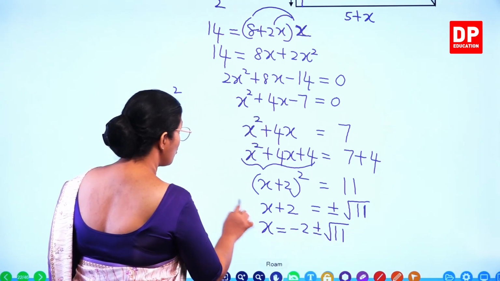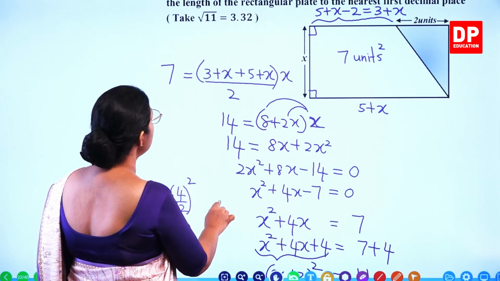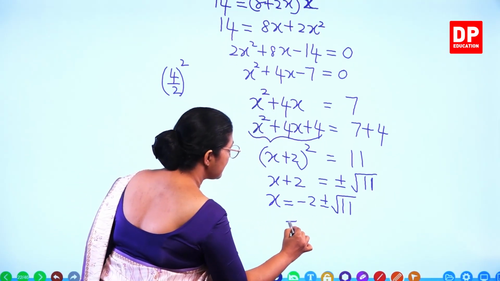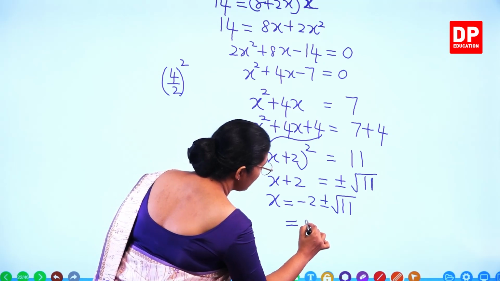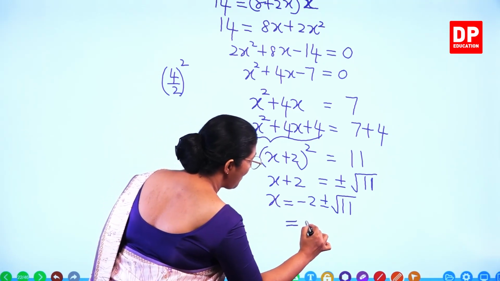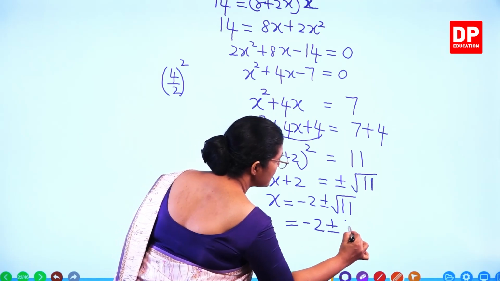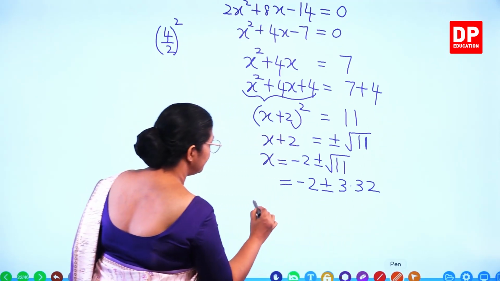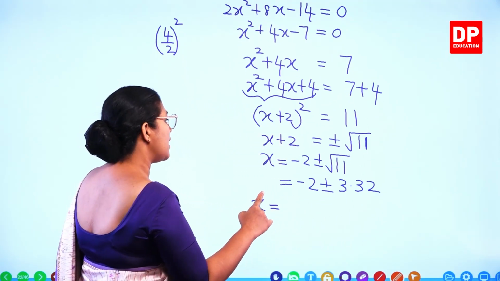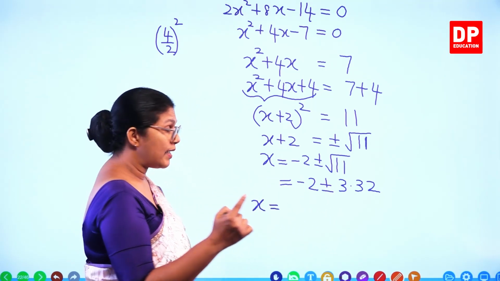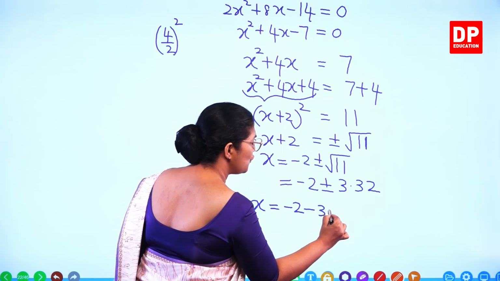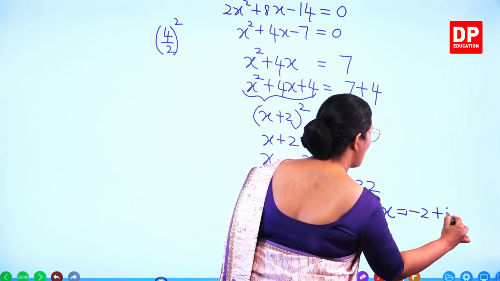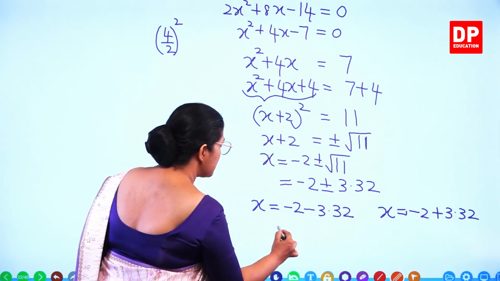Now they are telling us to take the root 11 value as 3.32. So let's substitute. Minus 2 plus or minus 3.32. So you get a plus value and a negative value. What happens when you take the negative value? Negative 2 and negative 3.32. And the positive value becomes negative 2 plus 3.32. You get a negative answer here.